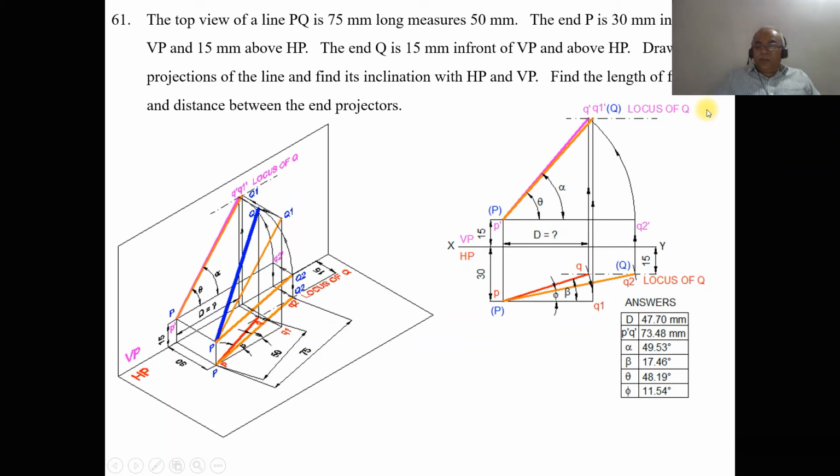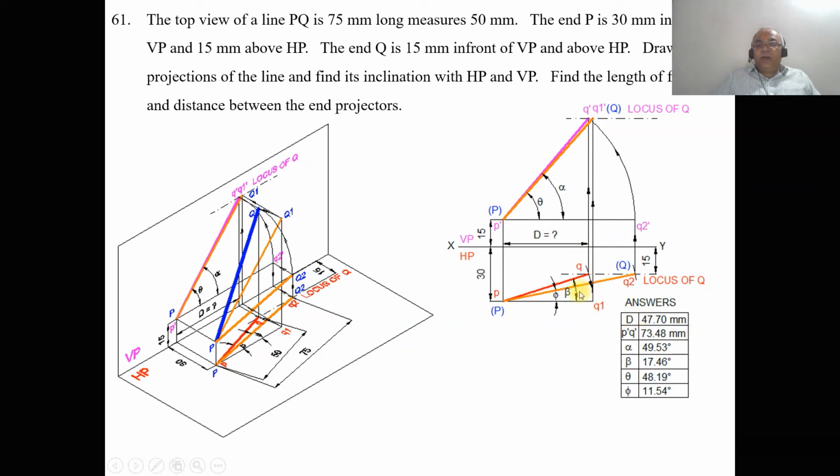Now we need to find out the true length in the front view. To find that out, using the compass with P as center, taking the radius of PQ, draw an arc such that both small p and Q1 will be in front of VP by 30 mm. So now the line will be parallel to VP. Once the line is parallel to VP, you are getting the true length in VP.